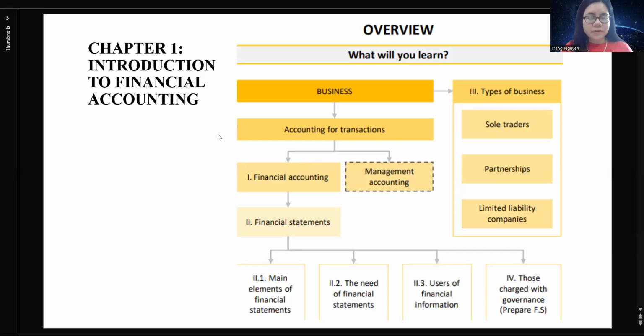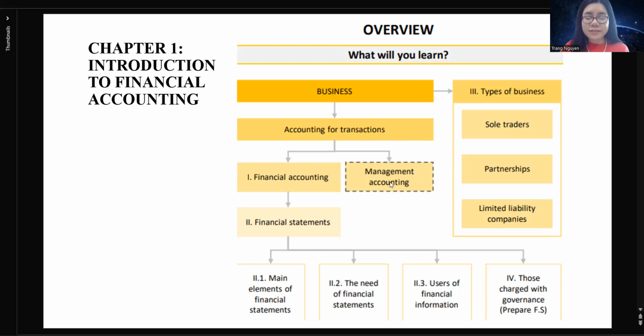In the first chapter, Introduction to Financial Accounting, what will we study? We will study about business, accounting for transactions, and types of business. In accounting for transactions, we will have a chance to understand more about financial accounting and the difference between financial accounting and management accounting.